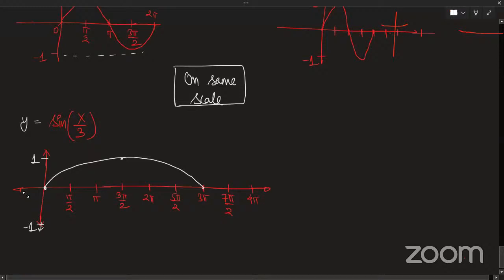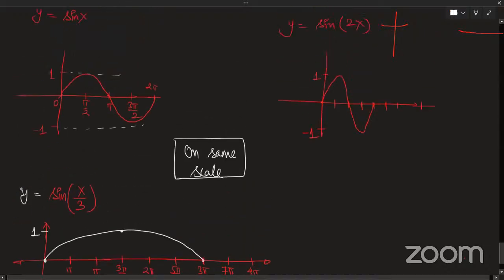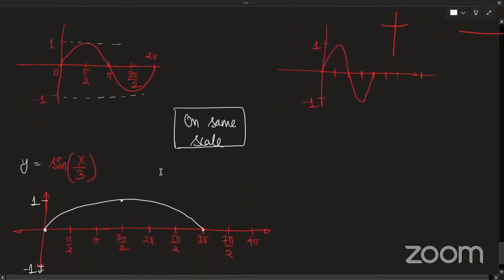Similarly, sir, if I try 3 pi by 2 or 3 pi, sorry, 3 pi by 2 or 3 pi, sir? I'm not able to understand. Can you please say again? 3 pi by 2 or 3 pi, sir?